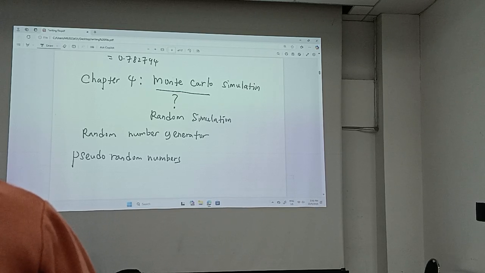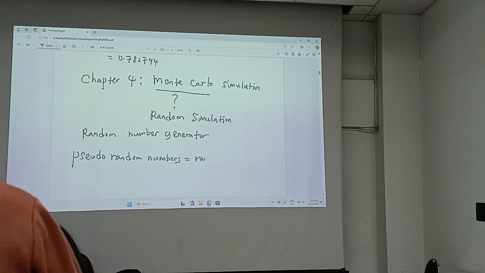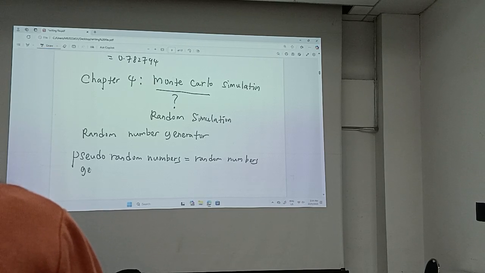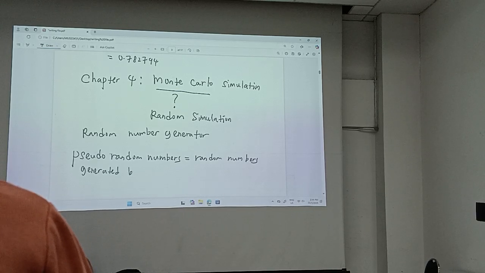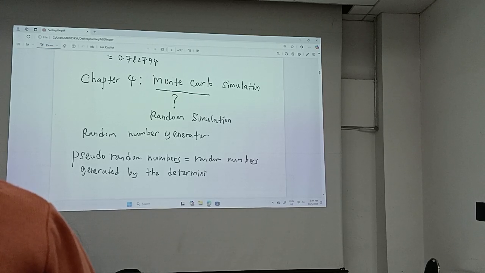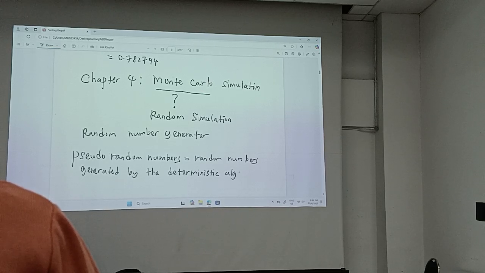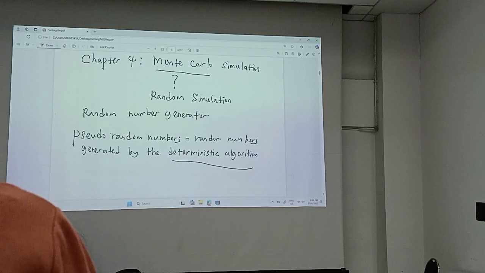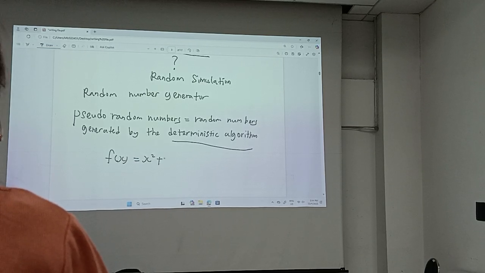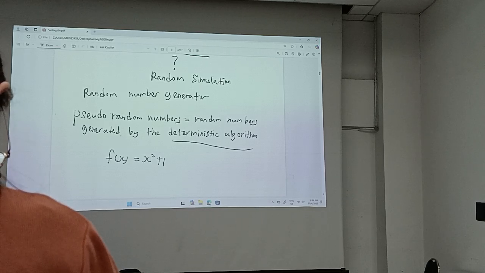So what does pseudo-random numbers mean? Basically, they are random numbers generated by a deterministic algorithm. So what does deterministic algorithm mean? Here is one example, f(x) = x squared plus 1. A deterministic algorithm is basically a mathematical function.